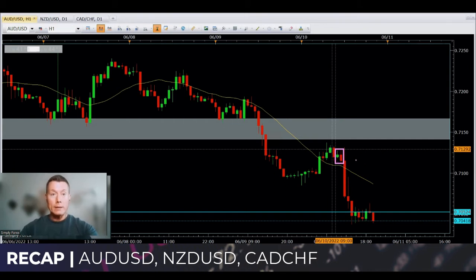Okay, like I say guys, I'll always be very transparent. I didn't enter this trade because I had a better setup on the New Zealand dollar US dollar, which I will show you in a minute, but maybe some of you guys traded this. If you did, let me know, leave a comment.